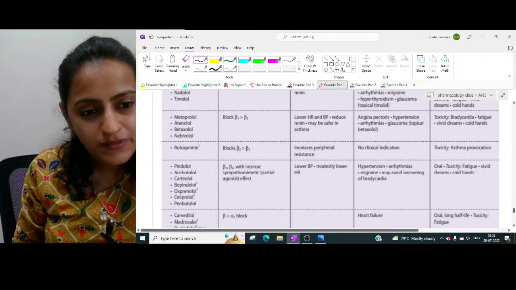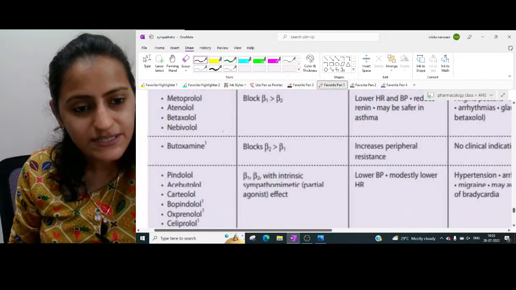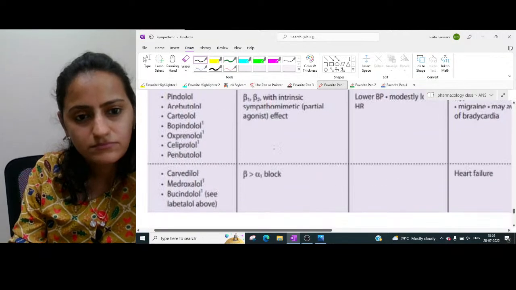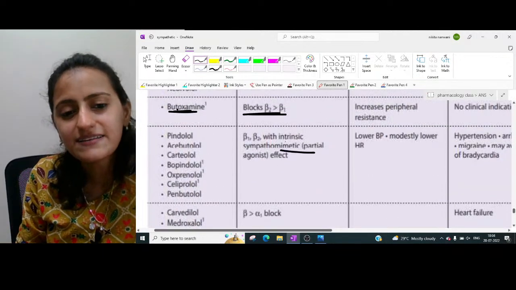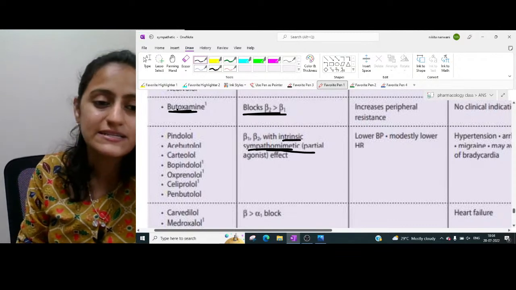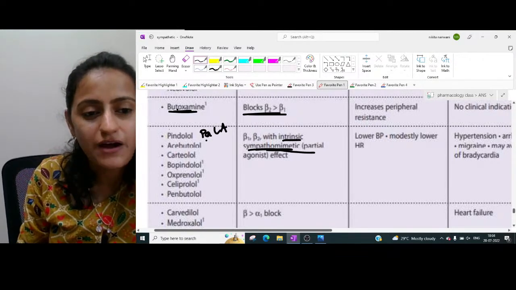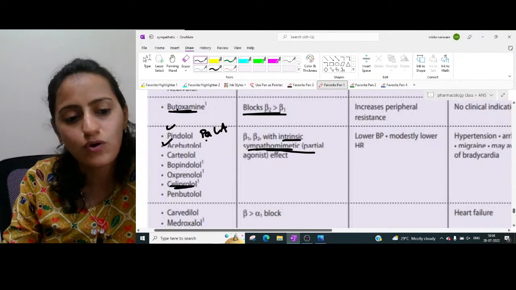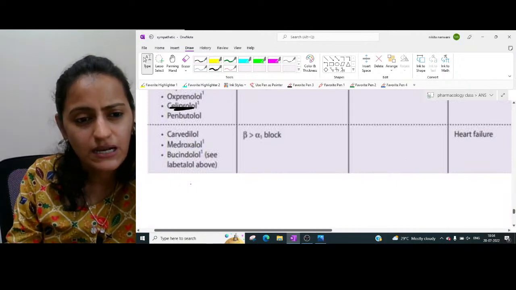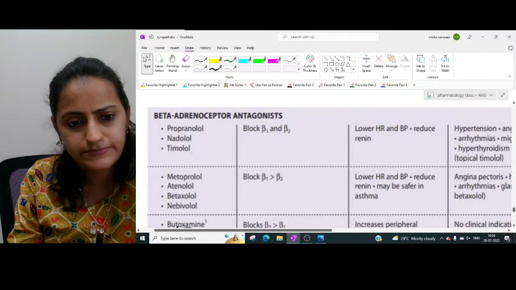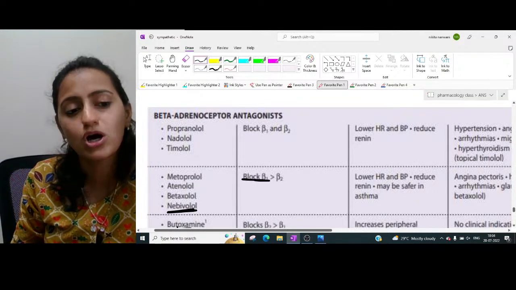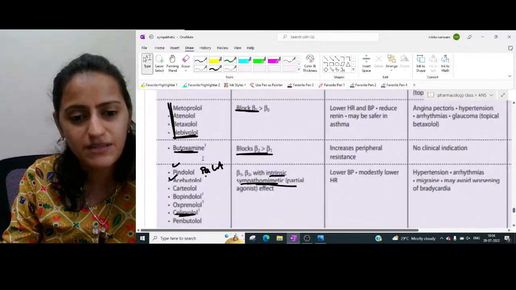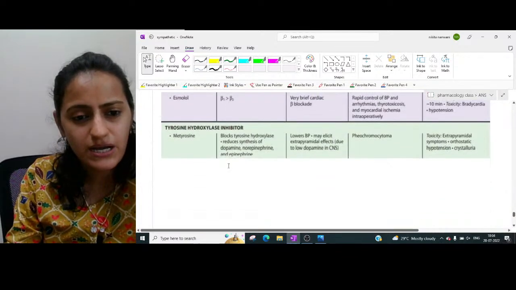So look at this one. Let me zoom this for you. Butoxamine is beta 2 more than beta 1. Partial agonist activity wale, that is intrinsic sympathomimetic activity. Remember the pala wale drugs. You have pindolol, acebutolol, you have labetalol also, and you have celiprolol also. And the remaining drugs? Remember that beta 1 selective is nebivolol. These are beta 1 selective. After M they are non-selective. So these are the beta blockers.